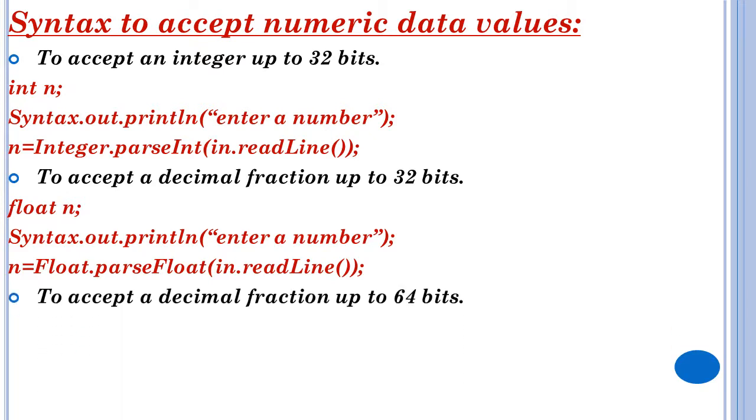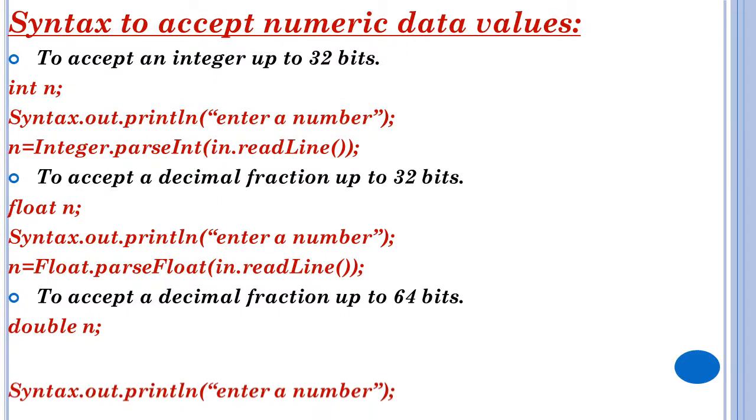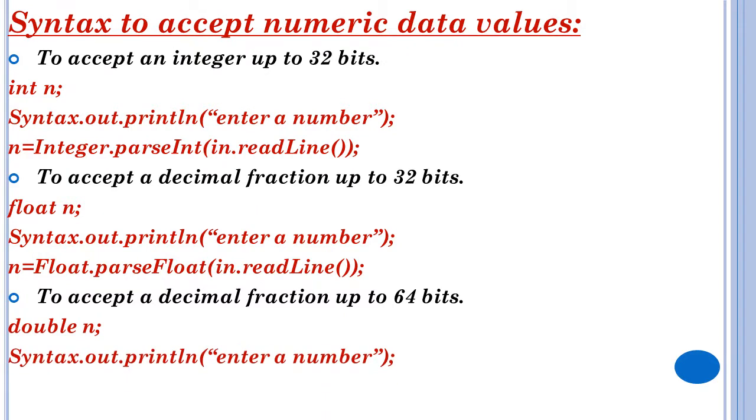Third one, to accept a decimal fraction up to 64-bit. More than 32-bit means we will use the data type double. Double n, System.out.println, enter a number. N equals to Double.parseDouble, bracket open, in.readLine, open the bracket and close the bracket, and one more bracket you need to close, and semicolon.